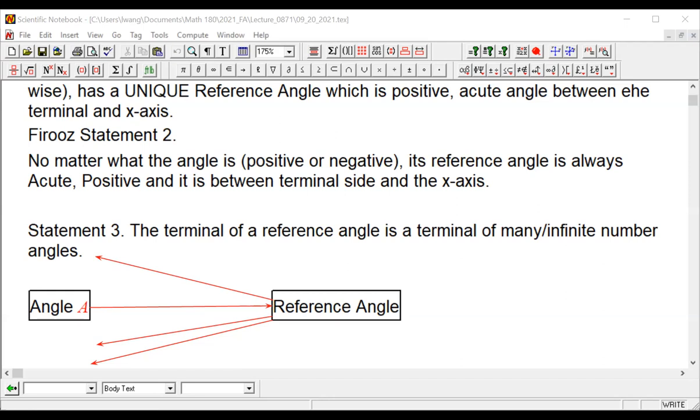So if you know the reference angle, you need to understand that for this reference angle, there are many, many angles that measure from the standard position. They could be counterclockwise, clockwise. Do you guys understand? I want you to visualize that. It's very important that you visualize that. So the other way around is not unique.